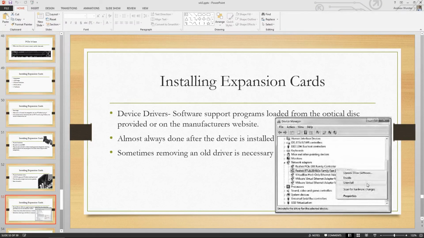So device drivers, talked about it before. They're either loaded on the optical disc or from the manufacturer's site, and always after it's installed, because usually the device driver software or the driver itself won't install unless it detects a device that will be compatible with that driver.